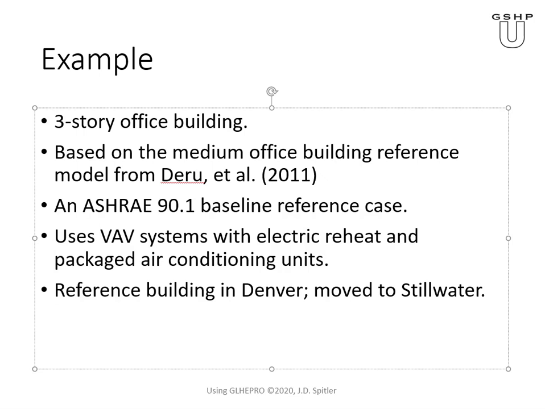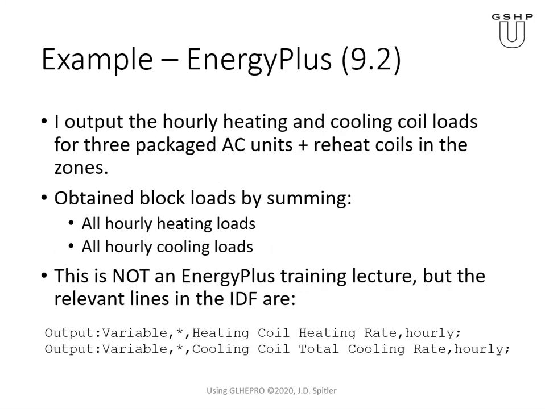The reference building was actually in Denver. I moved it to Stillwater. In other words, I simulated it with the Stillwater weather file. I did this in EnergyPlus version 9.2, so I output the hourly heating and cooling coil loads for the 3 package air conditioning units, plus the reheat coils in the zones. And I obtained the block loads by summing all the hourly heating loads together and all the hourly cooling loads together. It may not be perfectly appropriate.